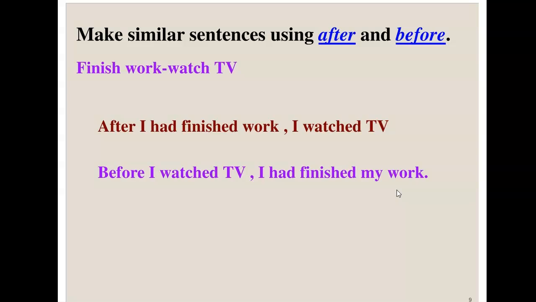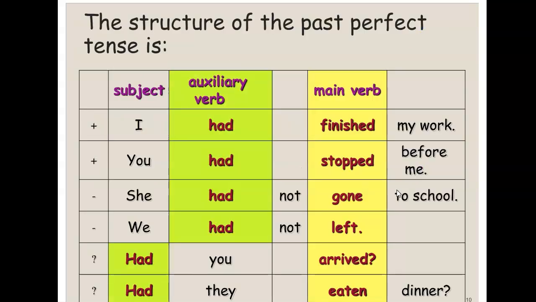With after and before, you must say the past perfect. We can say, I had finished. Had finished is the past perfect. The structure of the past perfect tense is the subject, auxiliary verb, then main verb.